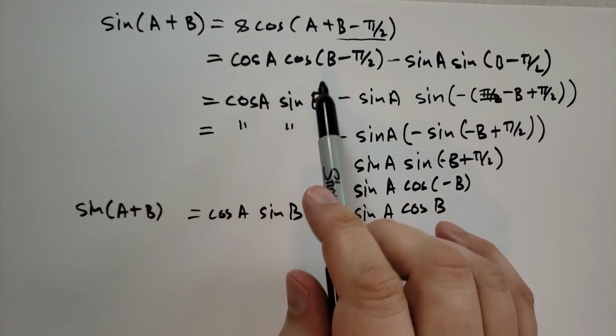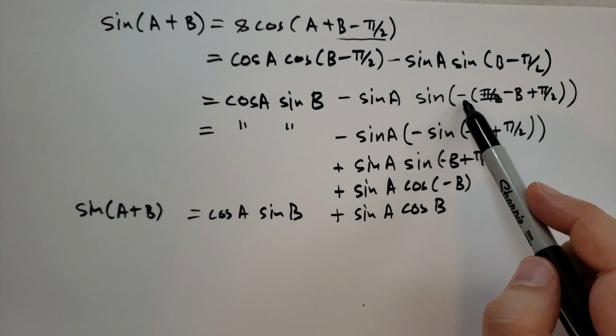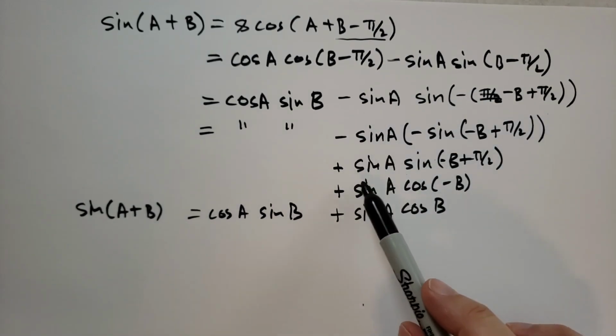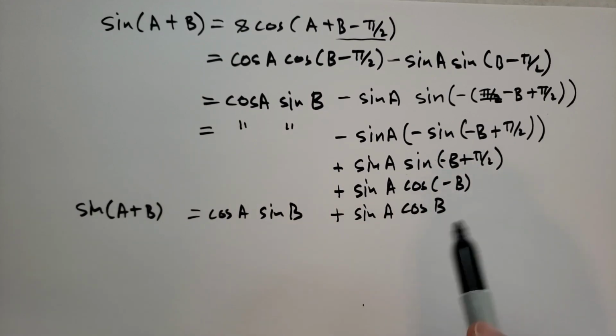Cosine a cosine of pi over 2 is sine of b. And then we suck out a minus sign to flip the sign. And then we have sine of minus b plus pi over 2, which is just cosine of minus b, which is just cosine of b. So that's the trick there.